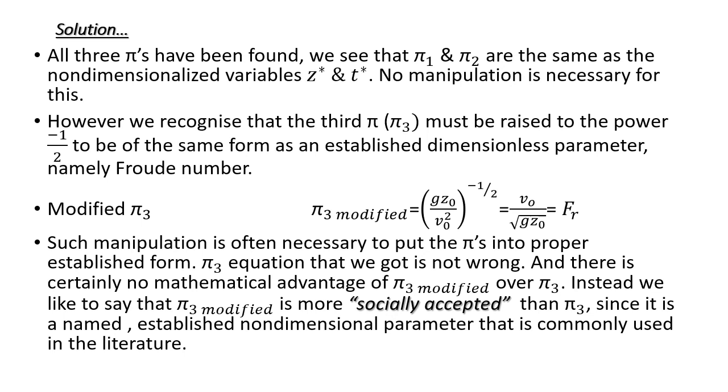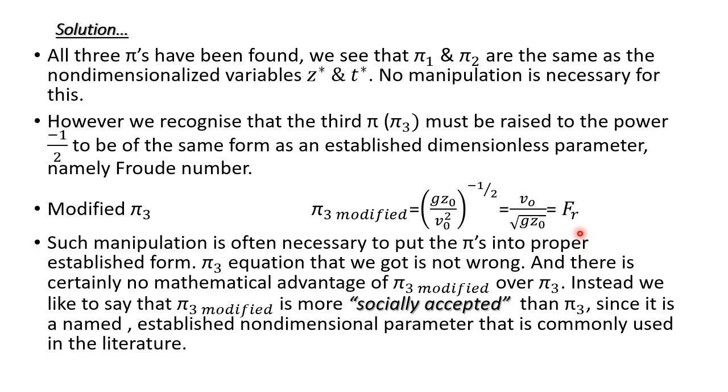However, we recognize that the pi 3 term must be raised to the power minus half to be of the same form as an established dimensionless parameter, namely the Froude number. If you look at the Froude number expression, it is v naught by square root of g z naught, whereas our dimensionless pi 3 term is g z naught by v naught squared. So to get this in this form, we need to raise it to the power minus half, then we get the Froude number.